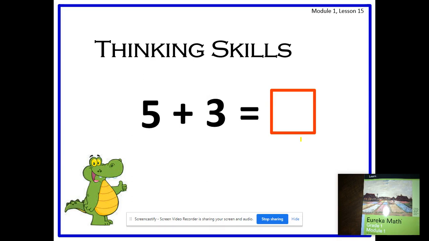First strategy, boys and girls, you can count on using your thinking skills, meaning you're using your brain only, right? If you know, you know. So 5 plus 3 equals blank. So let's count on using our thinking skills. That means we're going to count on from 5 and count on 3 times using our brain because that's called using our thinking skills. Count with me. 5, 6, 7, 8. So 5 plus 3 equals what number, boys and girls?